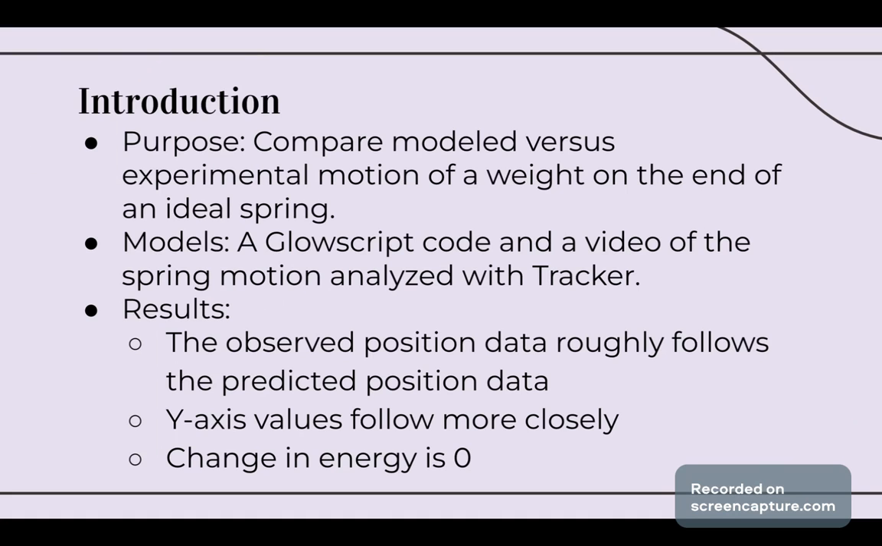The purpose of this lab was to compare the observed x and y position of a weight on a vertical ideal spring to the modeled x and y position data of the same weight on the same spring. The models used in this lab are GlowScript code used for the model data and a video analyzed with Tracker for the observed data. The overall results of the lab were that the observed position data roughly follows the model data, but it follows closer in the y direction than in the x direction. Additionally, the total change in energy was found to be zero.